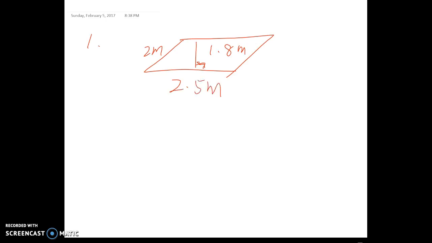So the first question we have is a shape like this, and we have 2 meters, and we have 1 and 8/10 meters with a right angle here, and 2 and 5/10 meters. So what shape is this? This shape is a parallelogram.